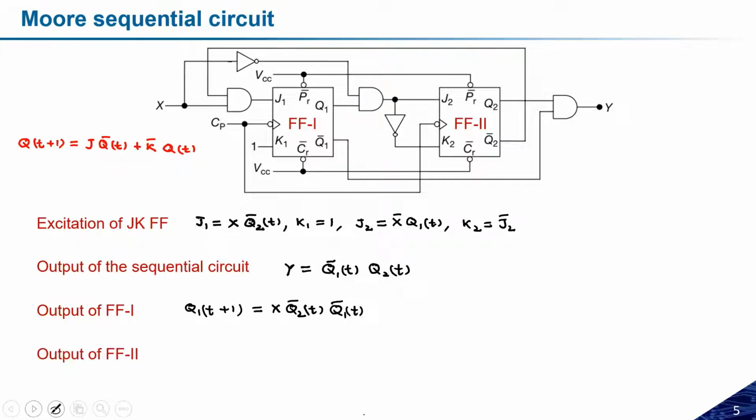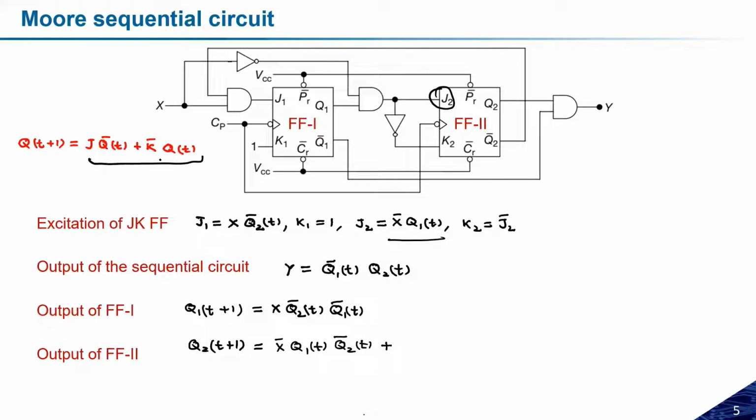Now the next step is I have to find the output of the second flip flop. What is the output of the second flip flop? Let us try to see. The output of the second flip flop will be Q2 T plus 1. I have to apply the same formula again. So the Q2 T plus 1 is given by something. Let us try to apply here. The J2 is nothing but this is the X bar Q1T. So this is J, and the next one is the QT. So that will become the Q2T complement. This is the first term.